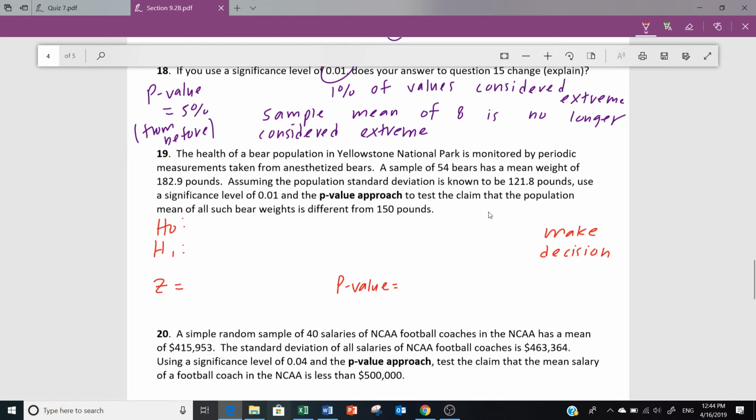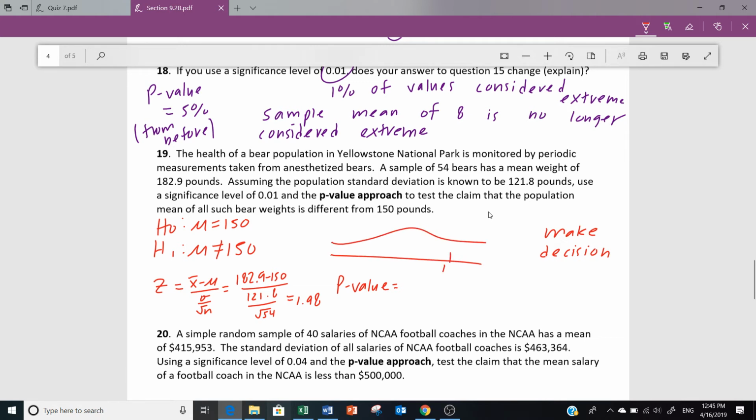Okay, let's go over 19. We're testing to see if the mean is different from 150. When we calculate the z-value, we do x bar minus mean over standard deviation. So we get 182.9 minus 150 over the standard deviation, 121.8 over the square root of 54. That gives us 1.98.